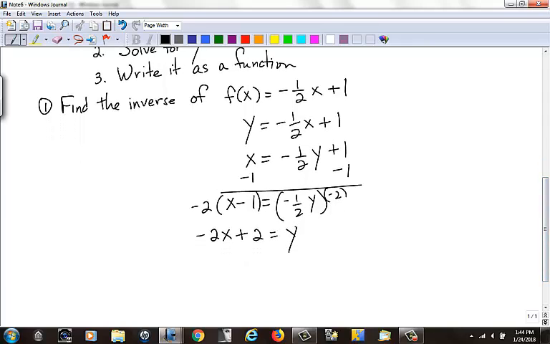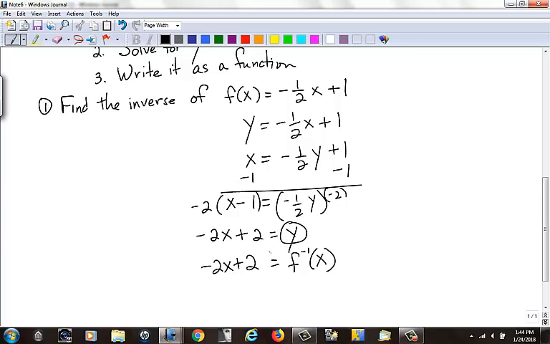So you rewrite this y, instead of y, it would be f inverse of x. Don't read it f to the negative 1. You read it f inverse of x equals negative 2x plus 2. They are inverses of each other.